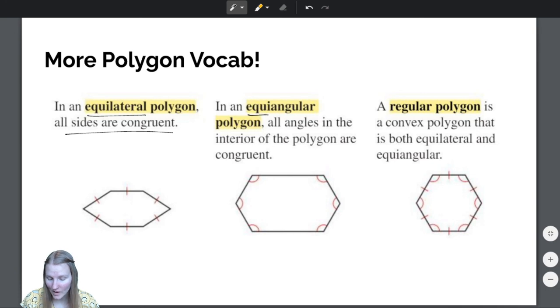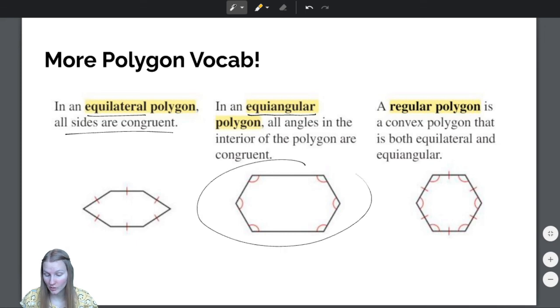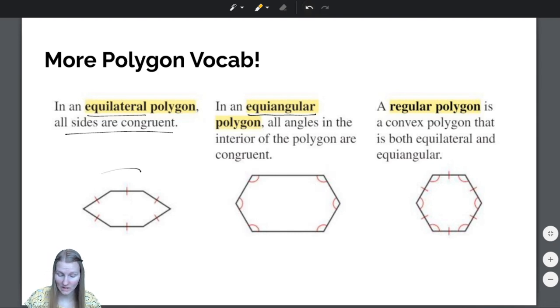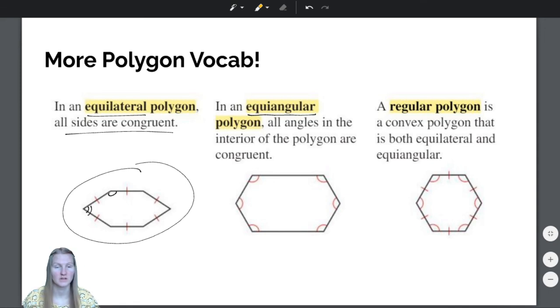When we talk about an equiangular polygon, we learned about equiangular triangles. Equilateral and equiangular triangles went hand in hand. In an equiangular polygon, your equiangular polygon does not need to be equilateral. And you see right here that these 2 sides are longer than the other sides. So this is not equilateral, but it is equiangular because all of the angles are congruent. So all angles in the interior of the polygon are congruent. And notice that the equilateral polygon was not equiangular, right? This angle was much larger than this one in the corner.